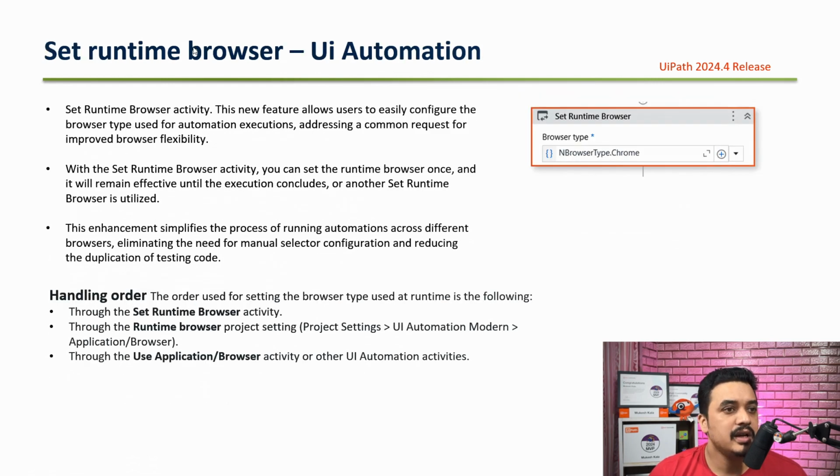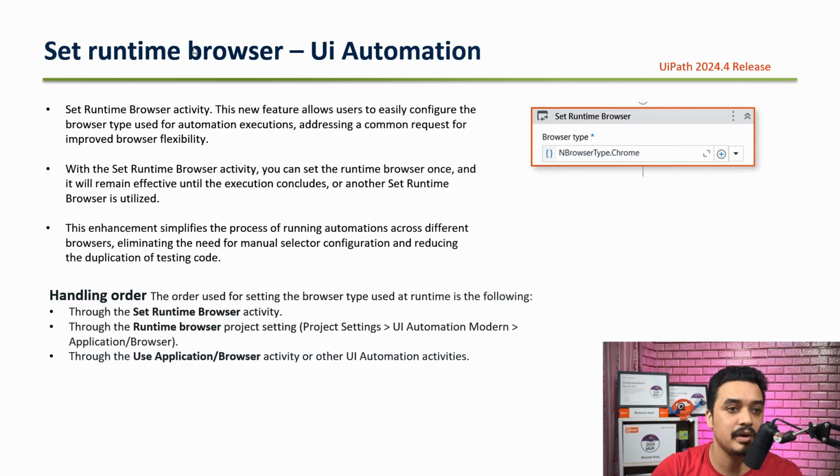Okay, so the next thing which we have got is the new activity in the UI automation pack, which is the set runtime browser, right? A lot of UiPath developers have always wanted the flexibility to work with multiple browsers at runtime, and this runtime browser we were not able to set. Now you can set that by using a new activity which is called set runtime browser. This feature will allow you to easily configure the browser type used for the automation execution.